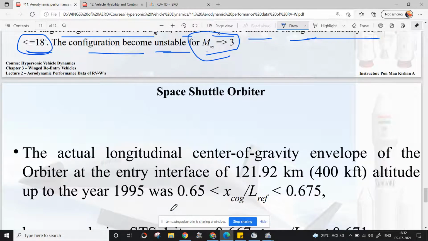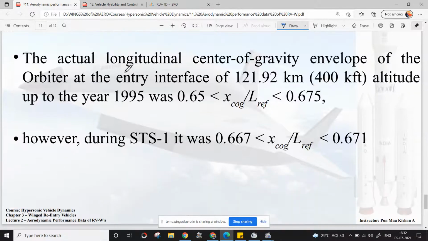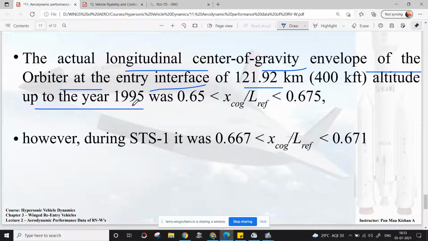So we have to think about a few concepts, like how we are going to maintain the stability of the aircraft, the spacecraft. So the actual longitudinal center of gravity envelope for the orbiter entry interface, at near about 122 kilometer altitude, up to 1995, they kept the CG position around 0.65 to 0.67, but later after 1995 they changed that center of gravity position from 0.66 to 0.671.